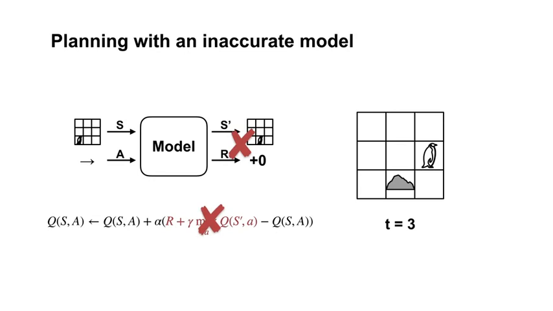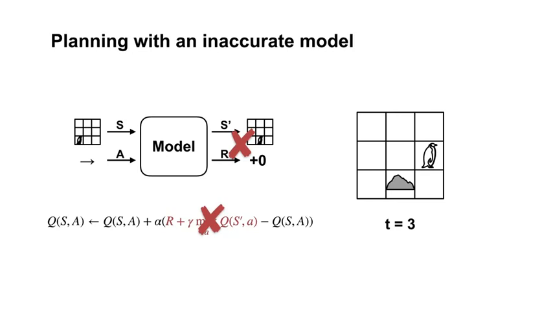Remember that planning improves the policy with respect to what the model thinks will happen rather than what will really happen in the environment. The model becomes outdated when the environment changes. Planning with that model will likely make the agent's policy worse with respect to the environment.